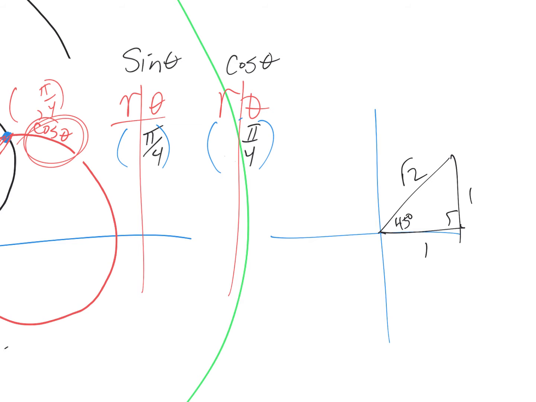All right. So what's the cosine of pi over 4? 1 over root 2. What's the sine of that same exact pi over 4? 1 over root 2. That is the intersection point. 1 over root 2, comma, pi over 4.